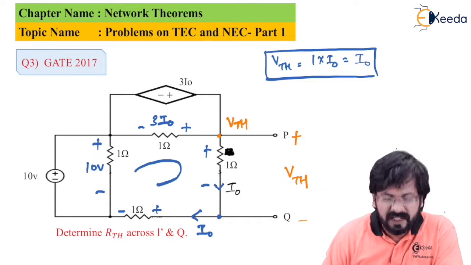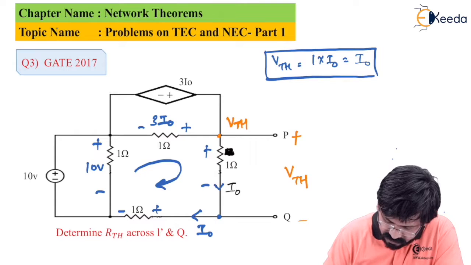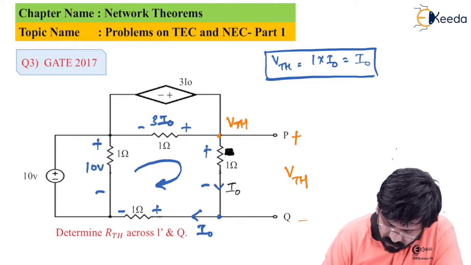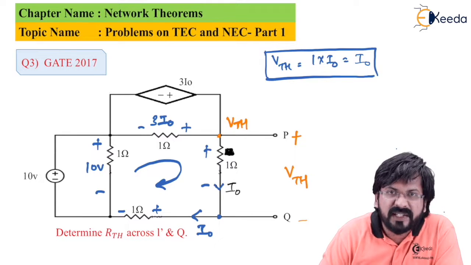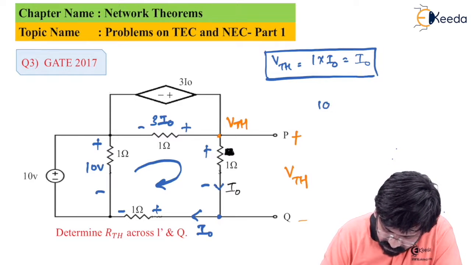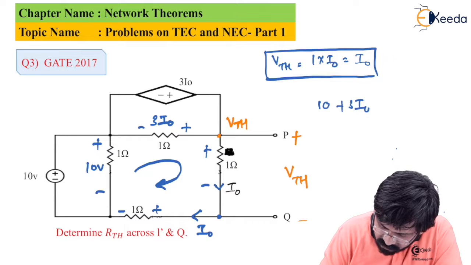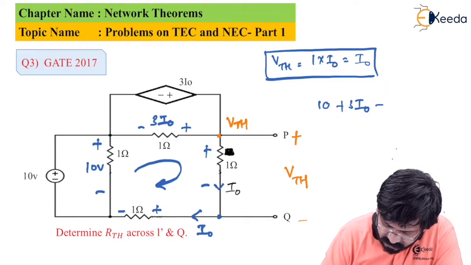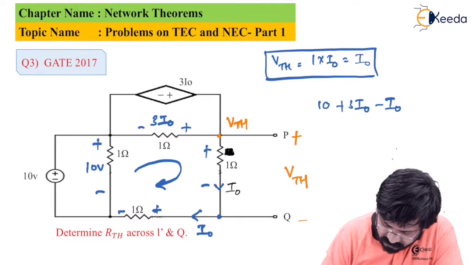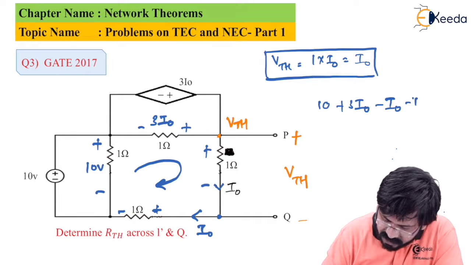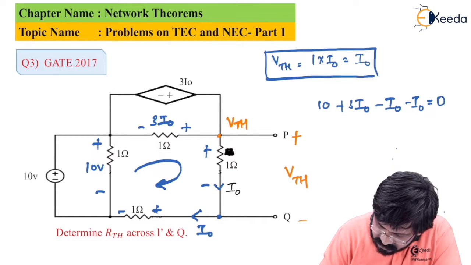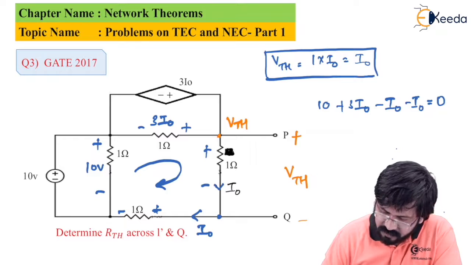Let us now apply KVL to this loop in the clockwise direction in order to get I0. I'll start with 10 volt. Moving clockwise, I get negative to positive as positive 10 volt. Then negative to positive, I have positive 3 I0. Then positive to negative, I have 1 times I0, which can be taken as I0 only. Positive to negative again, 1 times I0, which is I0 only. And this can be equated to 0.